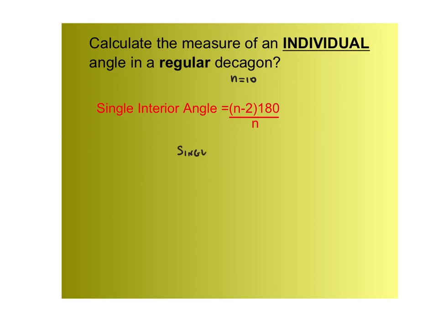So a single angle, note that this is a single interior angle, would be 10 minus 2 times 180 over the number of angles or sides, which is 10. 8 times 180 is 1440. And 1440 divided by 10 is 144 degrees. So a single interior angle of a regular decagon measures 144 degrees.